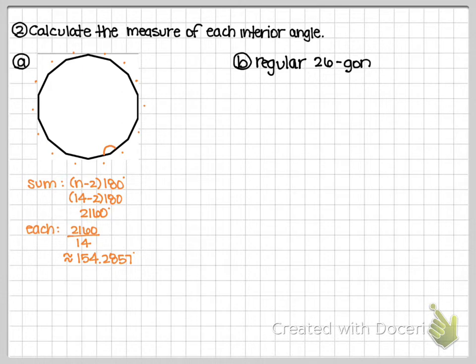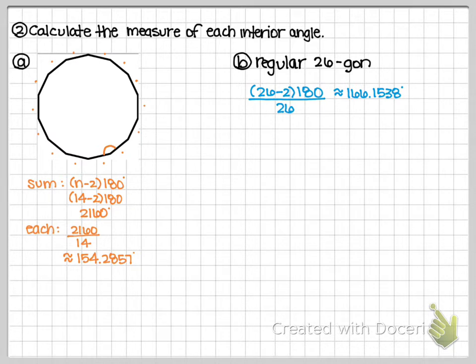Okay, same idea here with B. So we have a regular, that's good, 26-gon. All right, let's find the sum first. So we're going to do 26 minus 2 times 180, and then that sum is going to be split evenly to every corner. Well, there's 26 corners. So if we type this in, we're going to get 24 times 180, and then we're going to divide that by 26. We're going to get another approximation here, which is fine. That's going to be 166.1538 degrees.